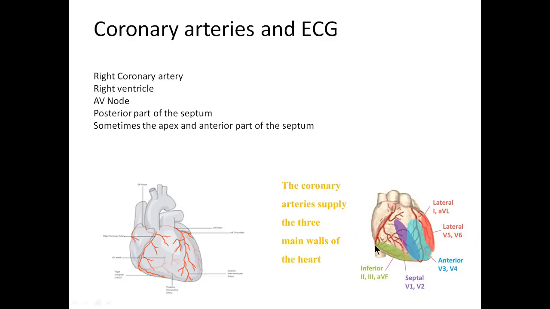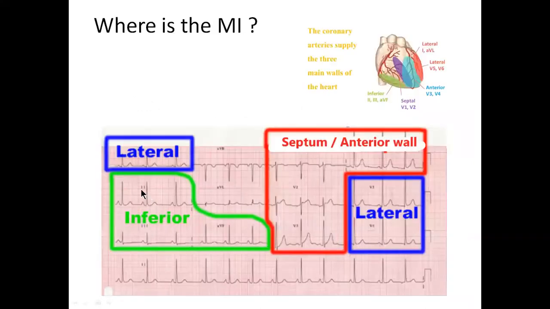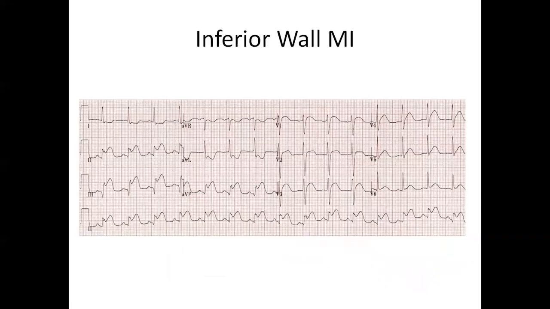Now the common thing we see is the inferior wall, and that we'll be looking at II, III, aVF. Okay, II, III, aVF. Look at that, II, III, aVF. Those are the leads that are looking at the inferior wall of the heart. And in II, III, aVF, you will have ST elevations if there is a right coronary artery infarction.